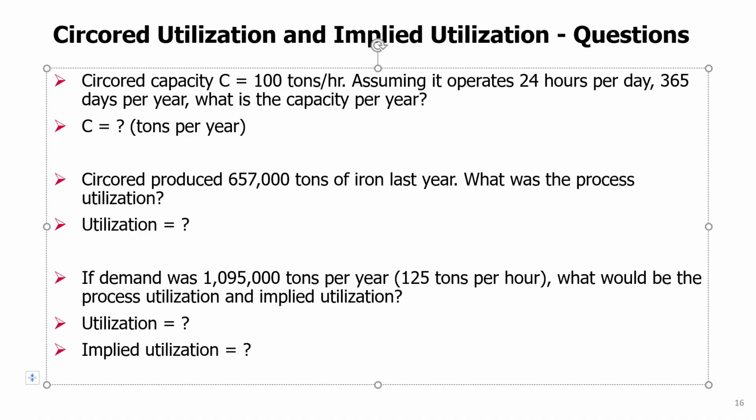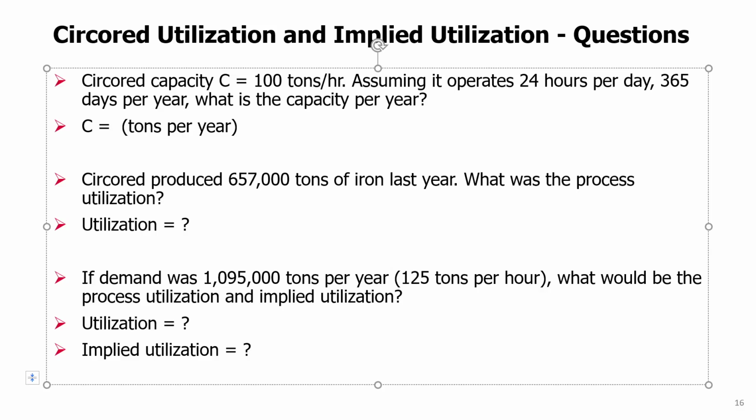So let's try to do some calculations of utilization and implied utilization. Suppose Circuit plant, as we calculated, has a capacity of 100 tons per hour. Now assume that this is a continuous operation, so it operates 24 hours per day and 360 days per year. What is the capacity per year? We're not calculating a new measure, we're just expressing it in different units. It was tons per hour, we want tons per year.